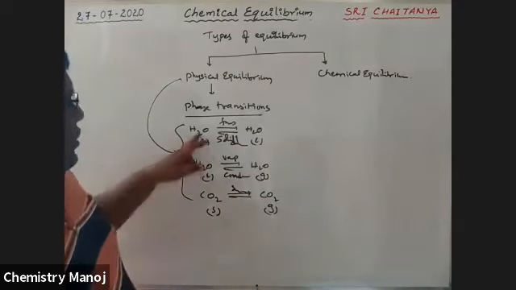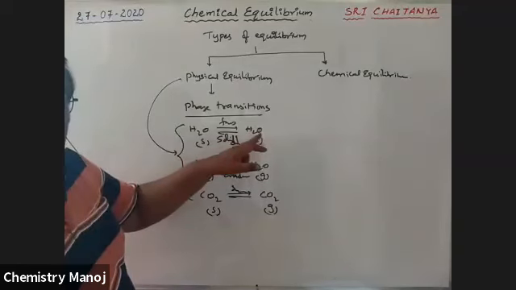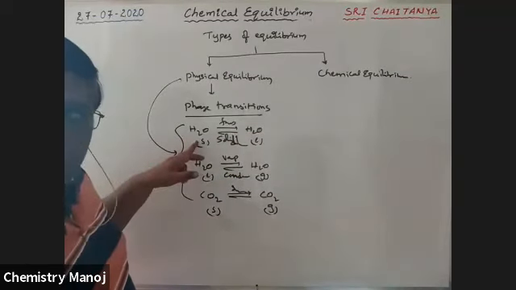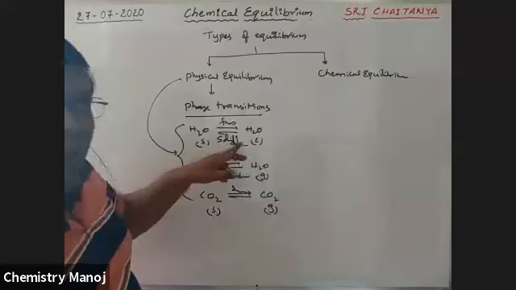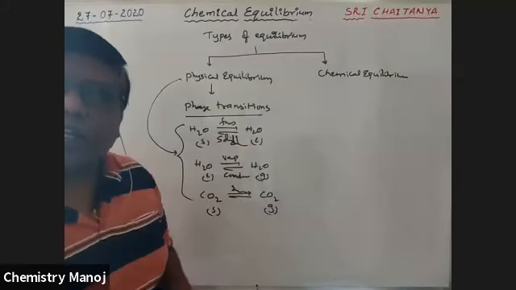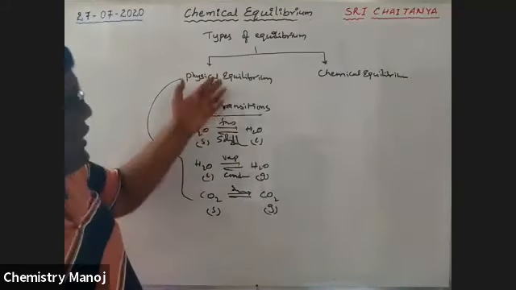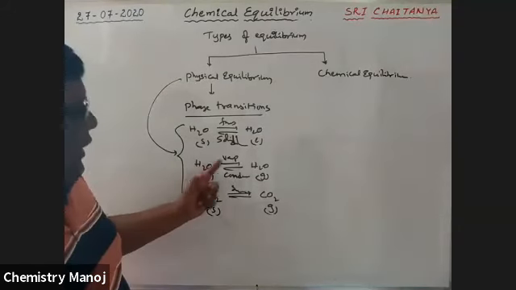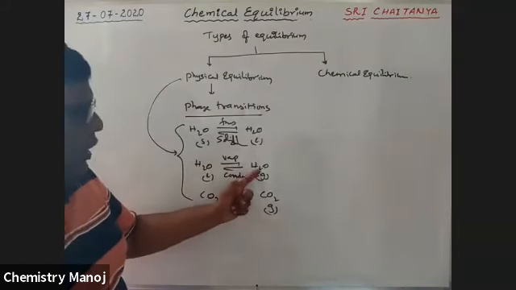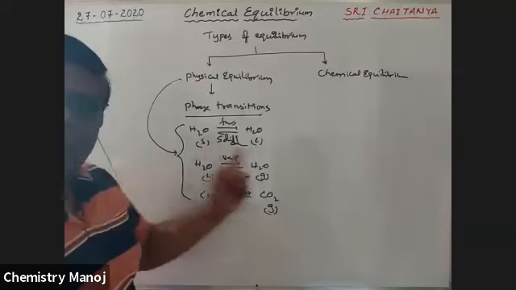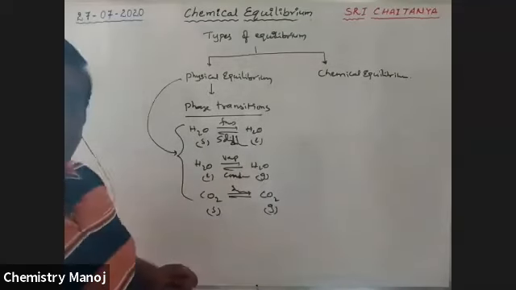So here, the rate of fusion of solid ice is equal to the rate of solidification of water, because that is equilibrium. Next, the rate of vaporization of water is equal to the rate of condensation of water. That means the forward reaction rate is equal to the backward reaction rate.